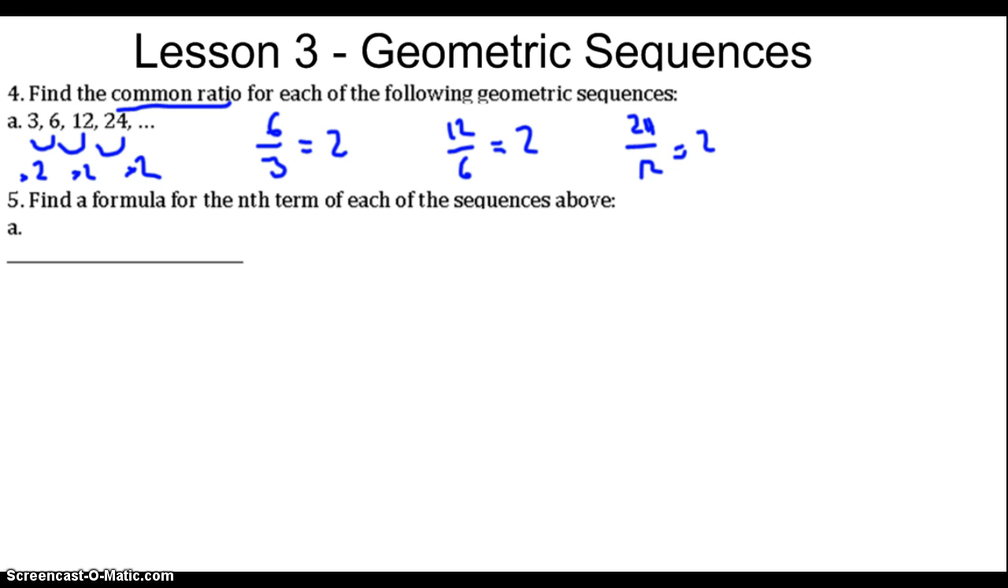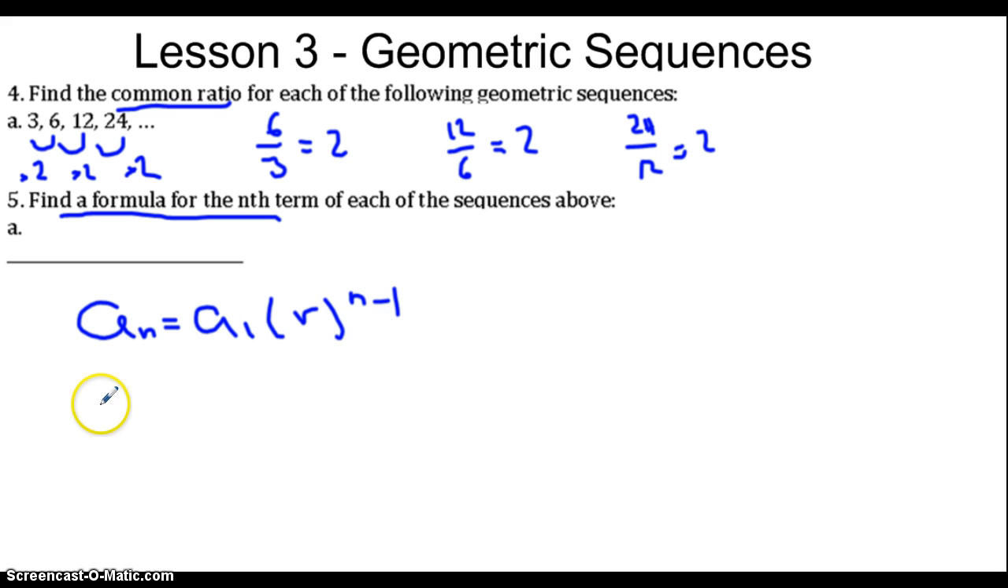All right, so that's how I find my common ratio. I do the term after it divided by the term before it. That's the ratio. Now, to find the nth term, which means any term, there's a formula I use, which is just like the arithmetic series, but it's a little different. It's just a1 times my common ratio to the n minus 1.